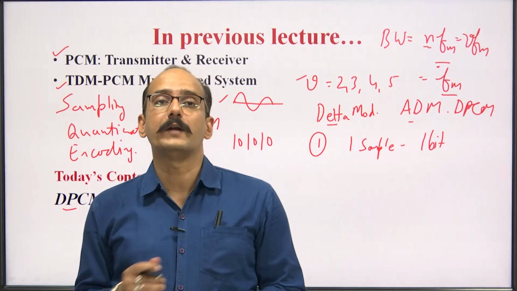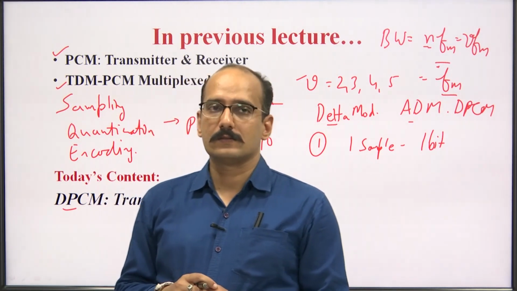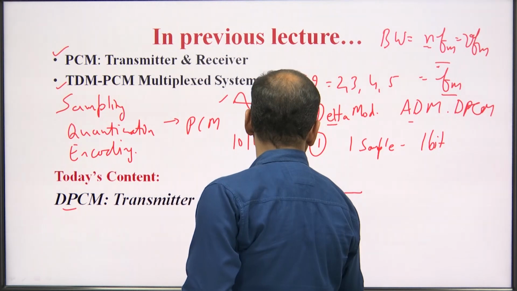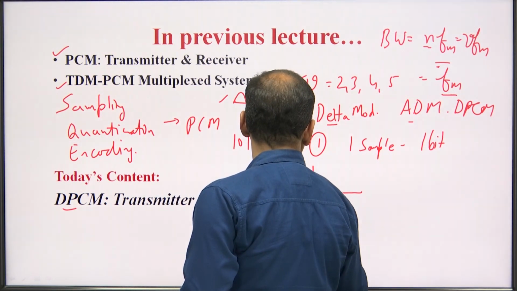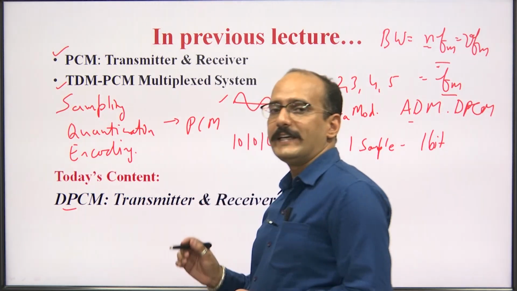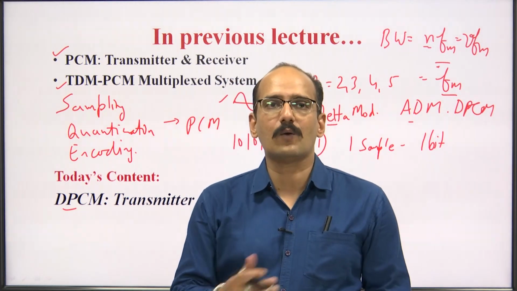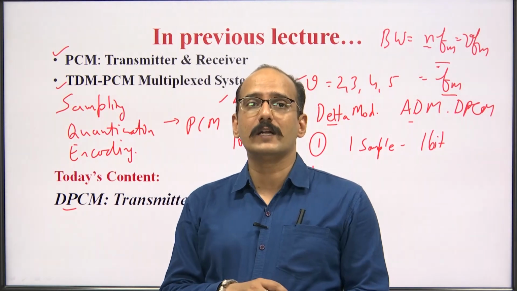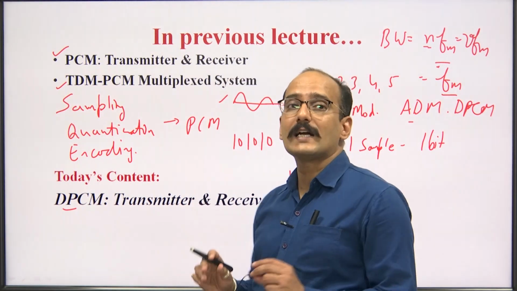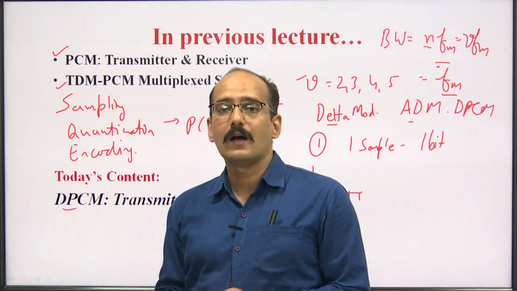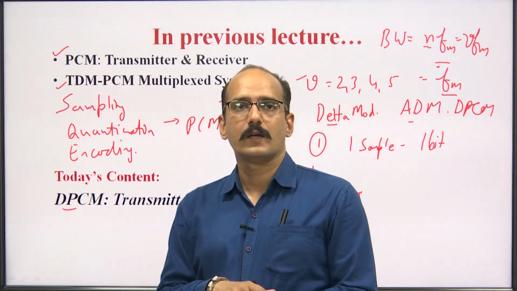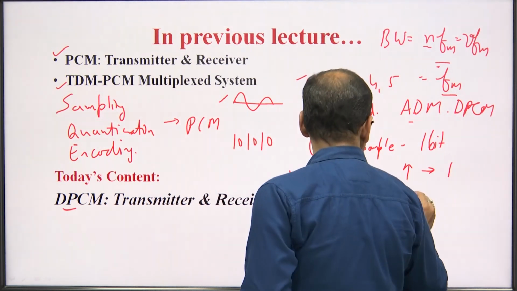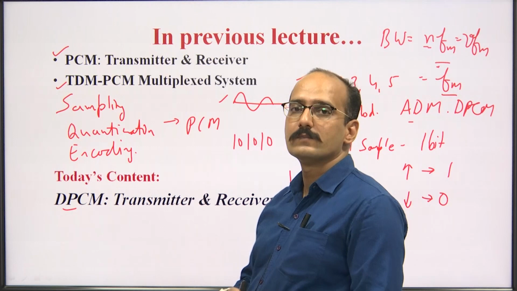Now, how is it done? In the pulse code modulation scheme, we take the individual sample, then perform the quantization, get the quantized levels, and then perform the encoding. But in delta modulation, what do we do? We only compare the samples. We compare the present sample with the previous one. If the sample is increasing, we transfer 1, or if the sample is decreasing, we transfer 0.